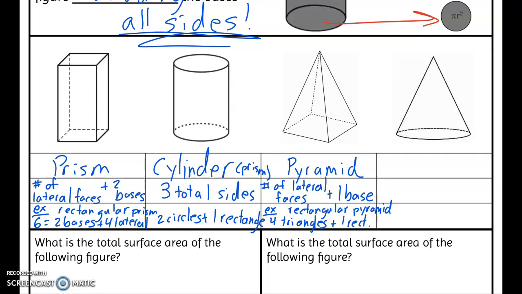And then finally, we have a cone, which is a special type of pyramid. It's just a circular pyramid. It always has 2 sides, and the 2 sides are 1 circle and 1 triangle.